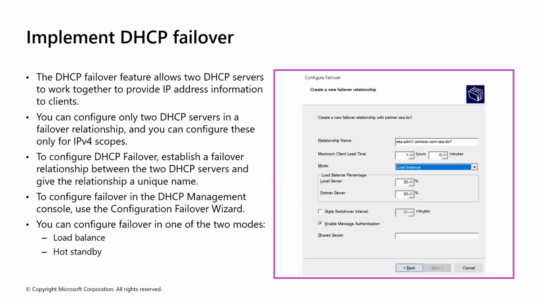DHCP failover allows two servers to work together to provide IP addresses. You can set up failover in load balance or hot standby mode. The configuration includes setting a unique relationship name, defining the maximum client lead time, MCLT, and enabling message authentication. This ensures clients can always get an IP address, even if one server isn't available.